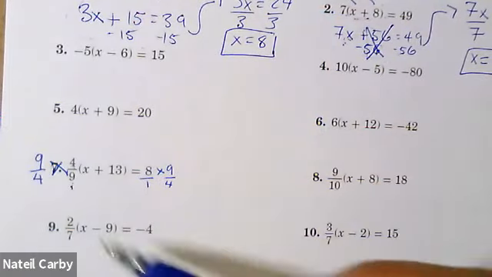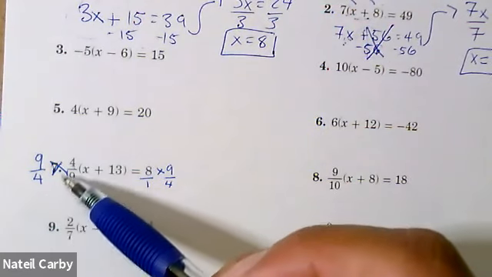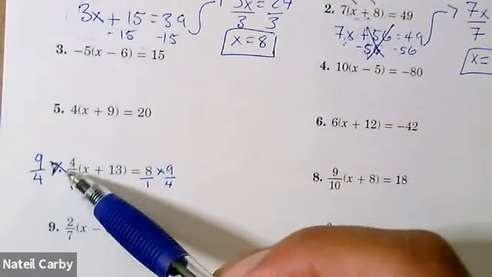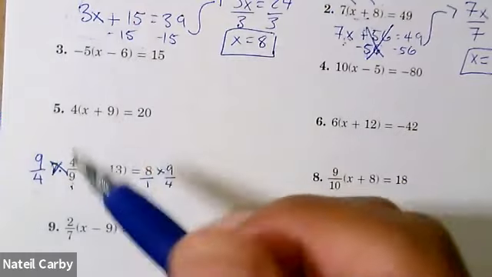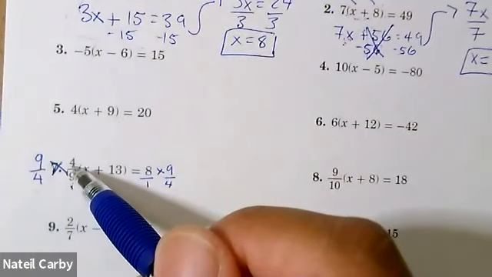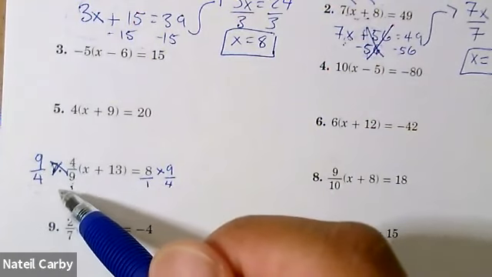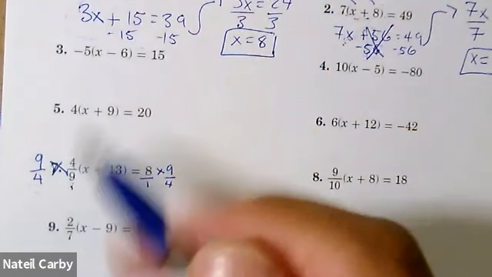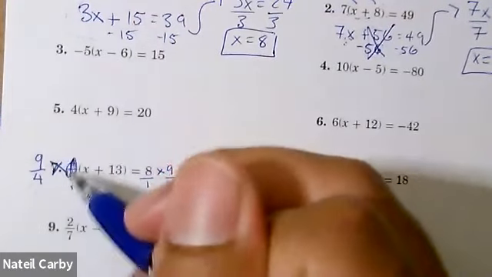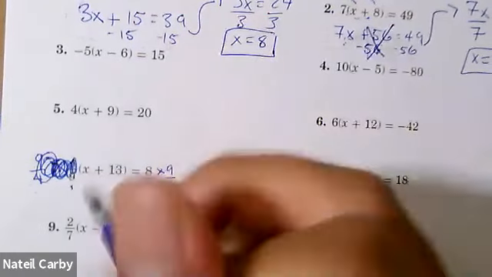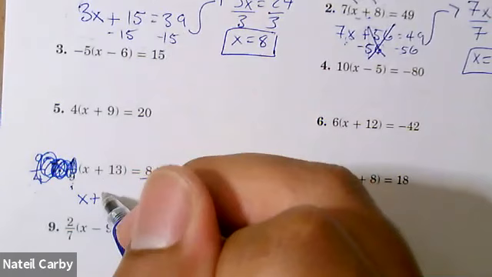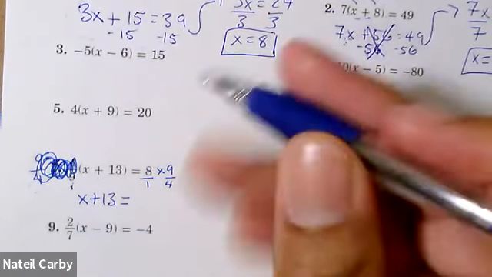Okay. The advantage of doing that is when you multiply by the reciprocal in the fraction here, 9 times 4 is 36. 4 times 9 is 36. You get 36 over 36, which is 1, right? So it's like you simplify this whole side. So all you have is x plus 13.